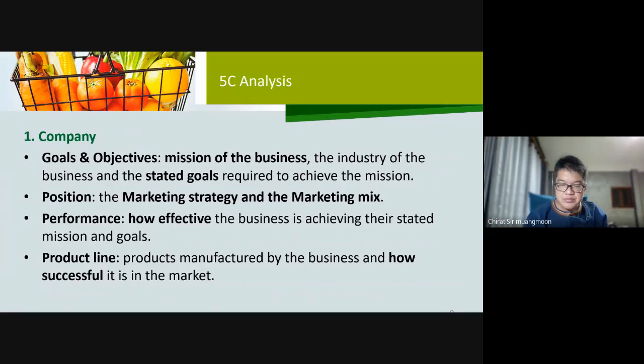When you have the mission, you need to set the goals and the objectives of the activities that you're going to do, right? Then what is the position of your target in your market? Sorry. Because we need to know your position first, and then you can apply the marketing strategies and marketing mix in order to support your strategies for your position.